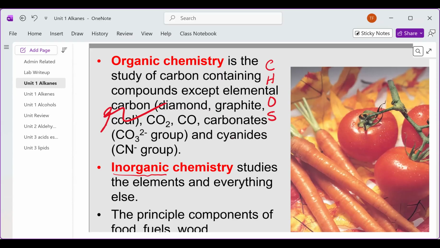Did someone have a question? Okay, someone needs to mute their microphone. And nitrogen. But these top three are the most common.